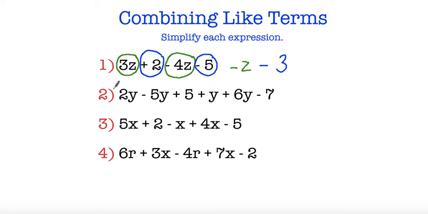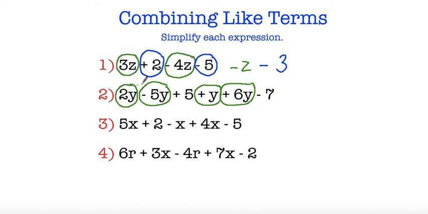So we're going to do the same thing for our second expression here. We're going to combine all our like terms. My first term is 2y. So I'm going to identify everything that's a like term here. So I have 2y, I have negative 5y. This positive 5 is not a like term. This positive y is, and this positive 6y is as well. And this negative 7 is not.